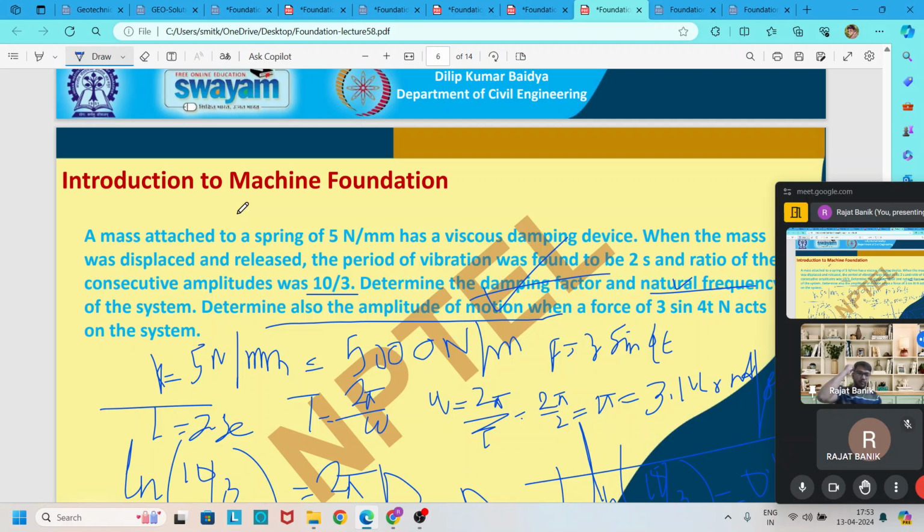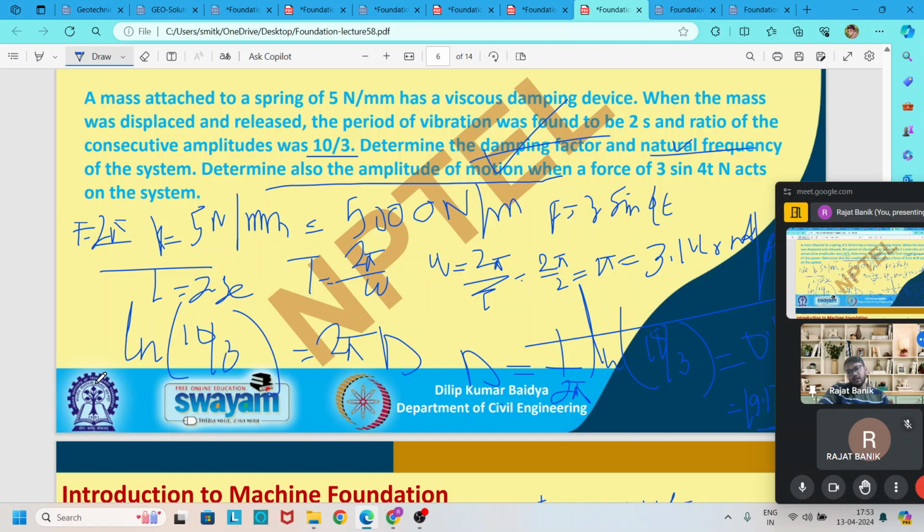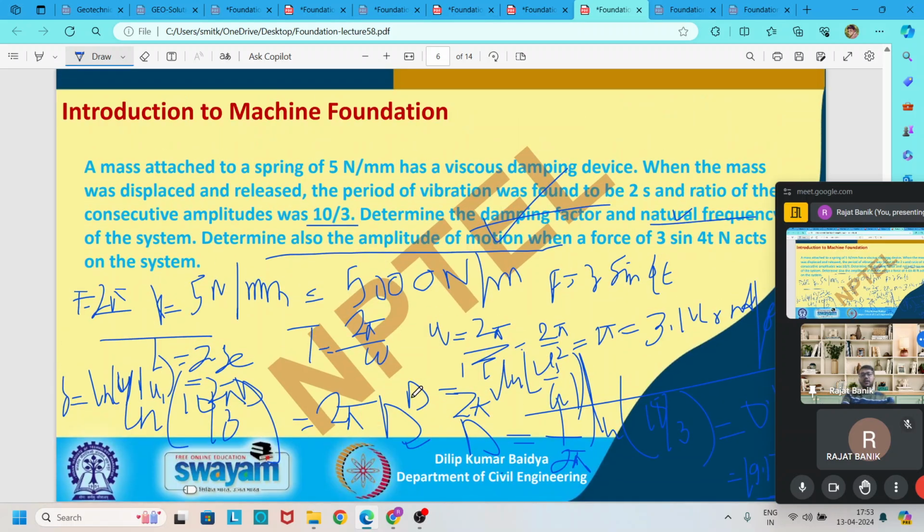It is a difficult formula. You have to remember all these formulas to solve this question. First, you have to remember T is equal to 2 pi by omega. Then we have to remember the logarithmic decrement delta is equal to ln of the ratio of successive amplitudes u1 by u2, which is further equal to 2 pi d. If we arrange this, d is equal to 1 by 2 pi into ln of the ratio of these amplitudes. After that, you find the d and omega.